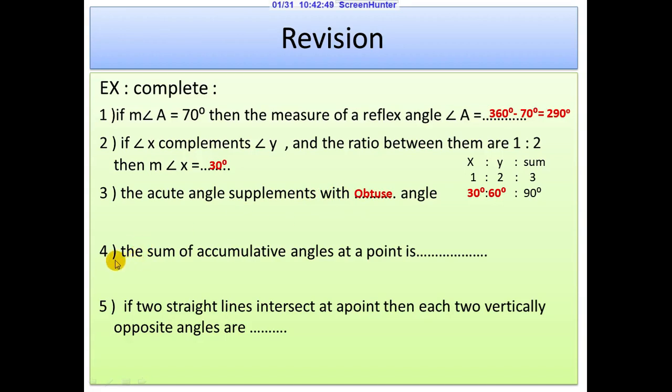Number 4, the sum of the cumulative angles at a point is what? Yes, it will equal 360 degrees. This is the answer. Number 5, if two straight lines intersect at a point, then each two vertically opposite angles are what? Yes, they are equal in measure.